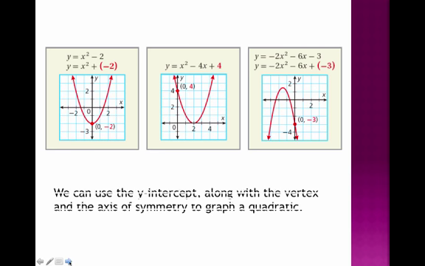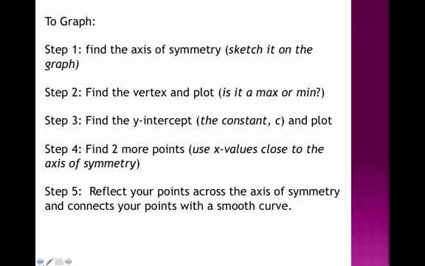We're going to use this y-intercept along with our knowledge from yesterday of finding the vertex and the axis of symmetry to go ahead and graph a quadratic. So there's a lot of notes here, and you're going to want to write all of this down. To graph a quadratic function, step 1. You're going to find the axis of symmetry just like we did yesterday.